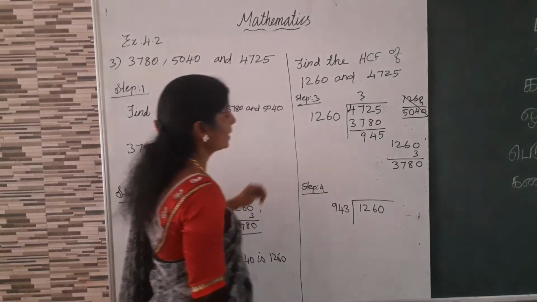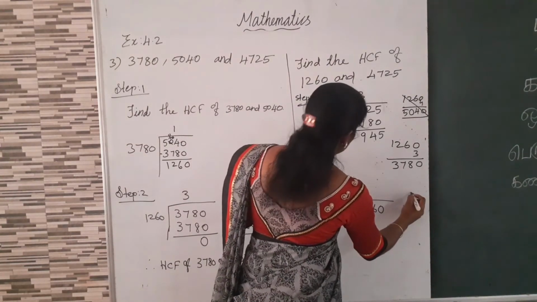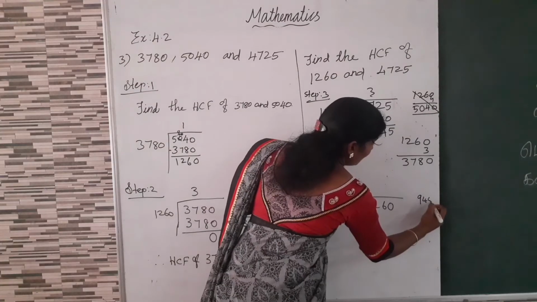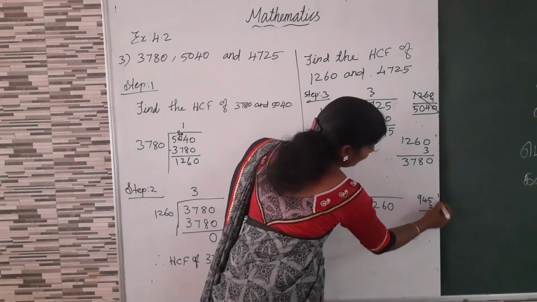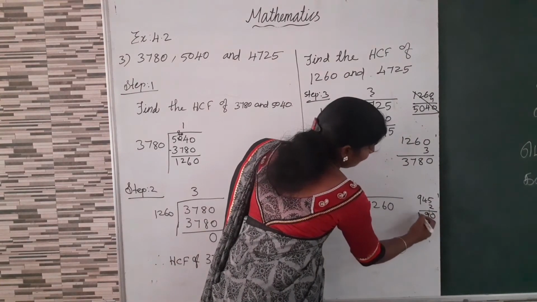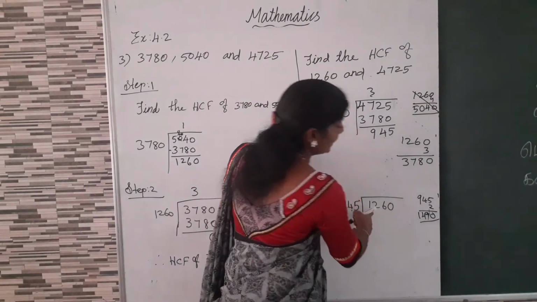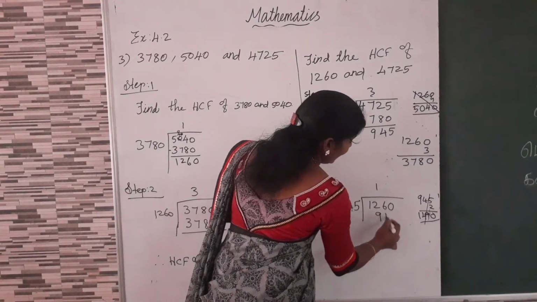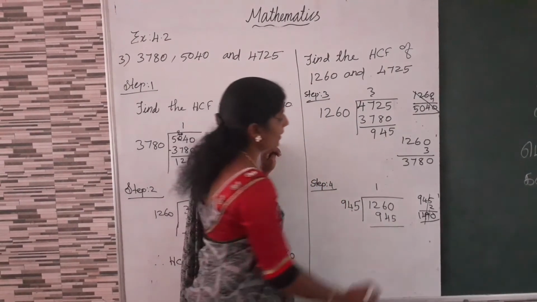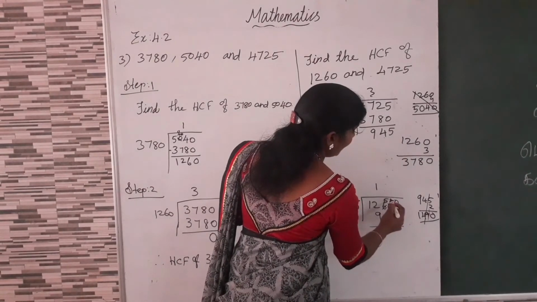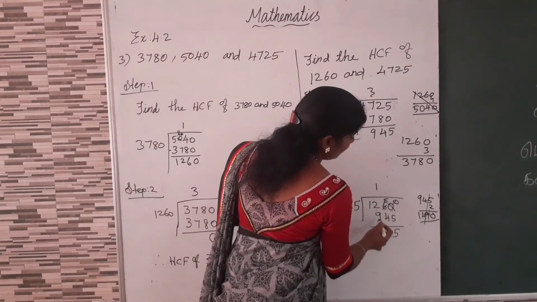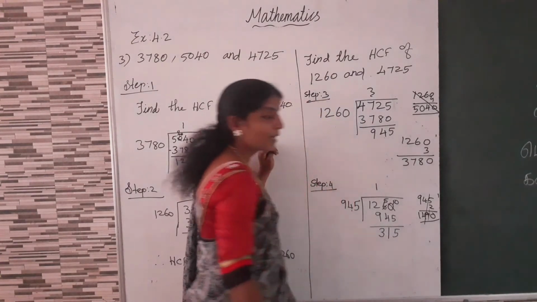1260. Okay. Now here 945. 945 two times means 5 twos are 10, 1 balance, 4 twos are 8 plus 1, 9, 9 twos are 18, 1890. But here 1260, so we can't take two times, only one time, 945. Now take borrow: 10 minus 5 is 5. 5 minus 4 is 1. Now 12 minus 9 is 3. 315. Now one more step.